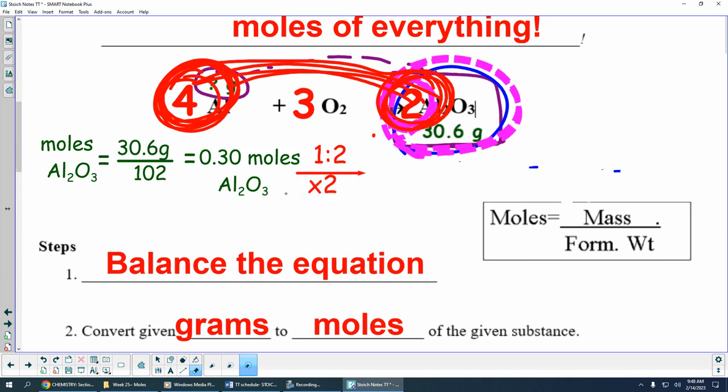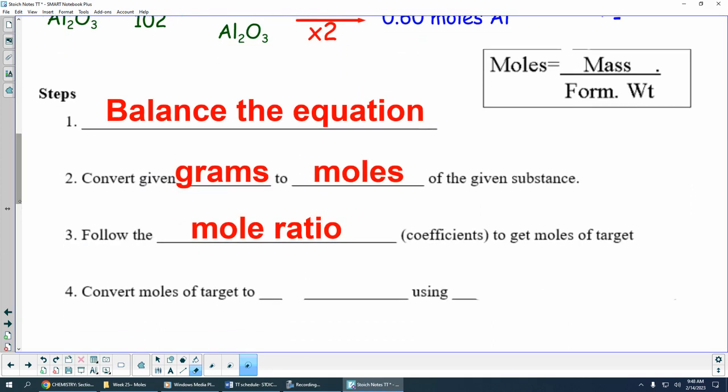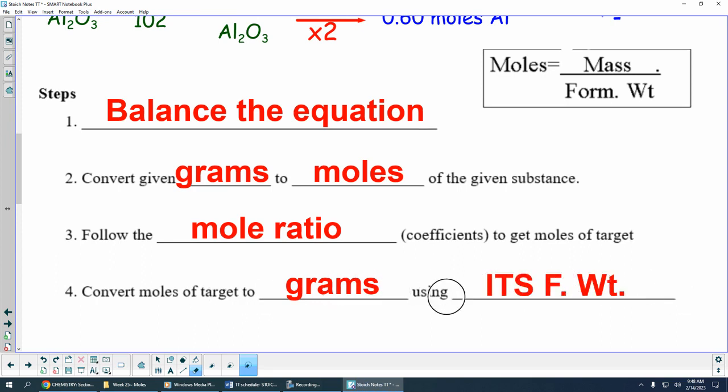So I'm going to take my 0.3 moles and I'm going to multiply it, because for every 2 aluminum oxides, I need 4 aluminums to react. So hopefully you can figure that out, maybe even in your head. You make 0.6 moles of aluminum. And then the last step, I asked how many grams of aluminum I needed. So last step here, convert to grams using its own formula weight.